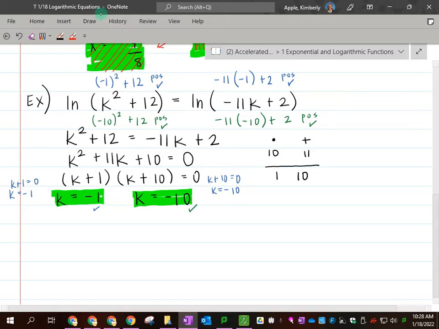Real quick, off-topic question. What would we title these notes? Like for logarithmic equations. Okay.